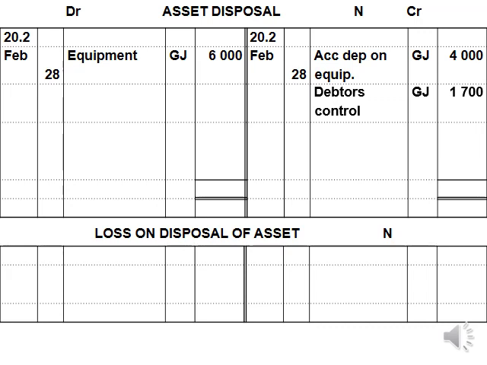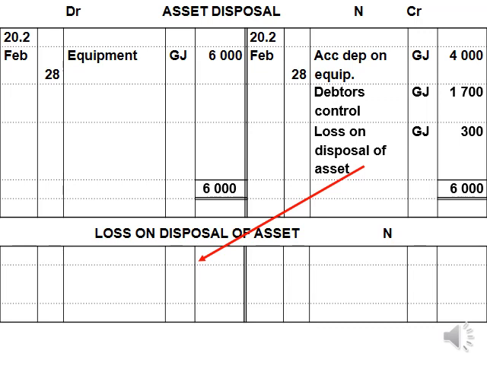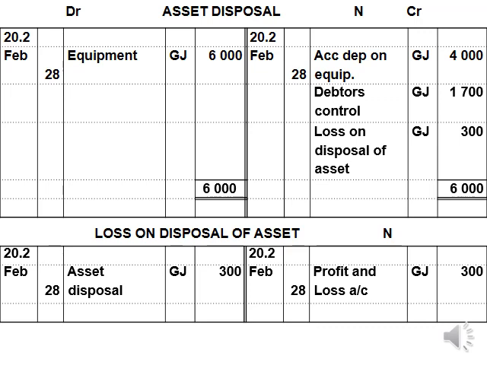So if we now look at this account, we have 6,000 Rand on the debit side, which is more than the 5,700 on the credit side, which means my missing amount is on the credit side, and that therefore represents the loss on disposal of asset 300, and we have to debit loss on disposal of asset 300, which will be closed and transferred to the profit and loss account.